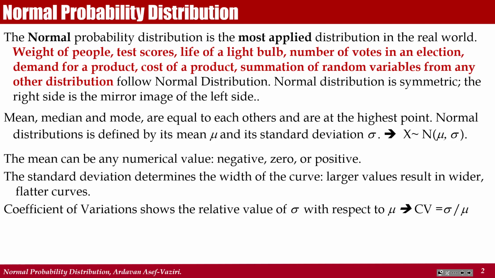Normal distribution is symmetric. The left-hand side is a mirror image of the right-hand side, and it is bell-shaped. Mean, median, and mode are equal to each other. Normal distribution is defined by two parameters, average, mu, and standard deviation, sigma. We use this notation to show variable x follows normal distribution with average of mu and the standard deviation of sigma. The mean can be any numerical value, negative, 0, or positive. It can be negative too.